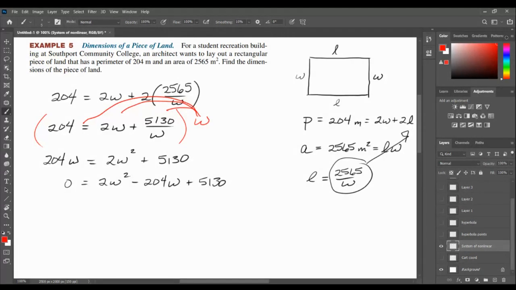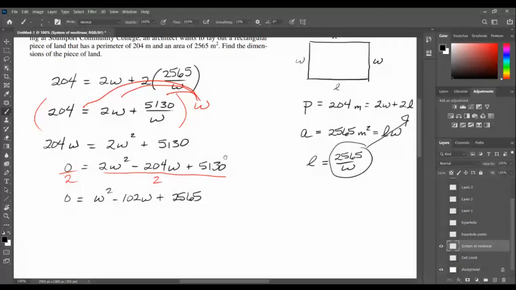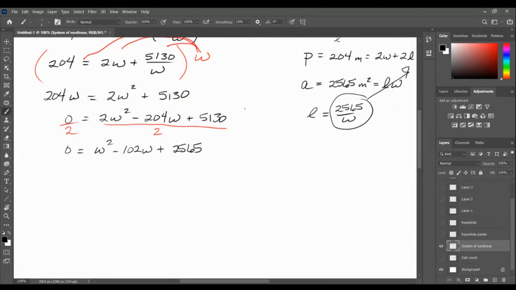Those are some big numbers. I'm going to divide everything by 2 just to make it easier to deal with. So I've got 0 equals W squared minus 102W plus 2565. I'm not even going to try to factor that, though maybe we probably can. I'm going to go straight to the quadratic formula.